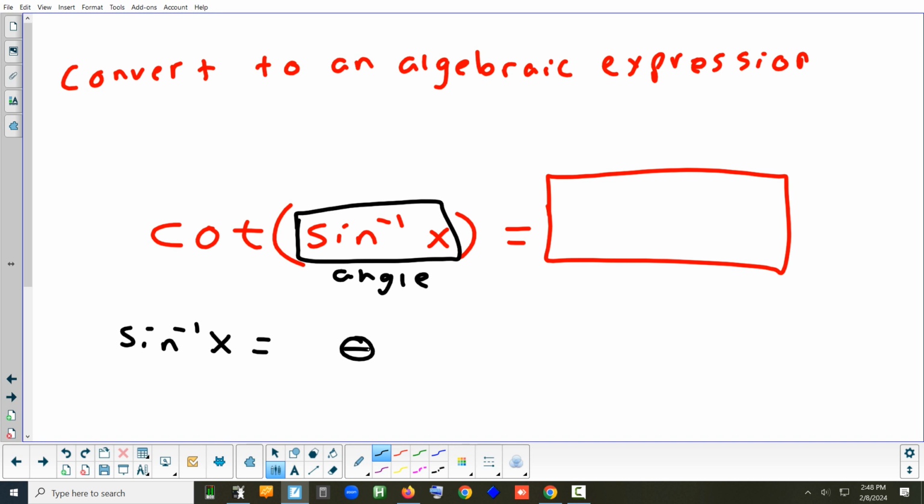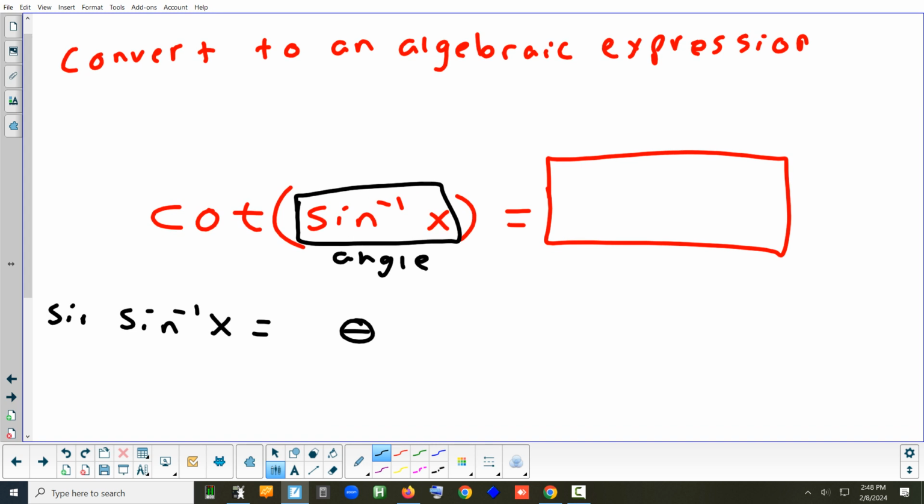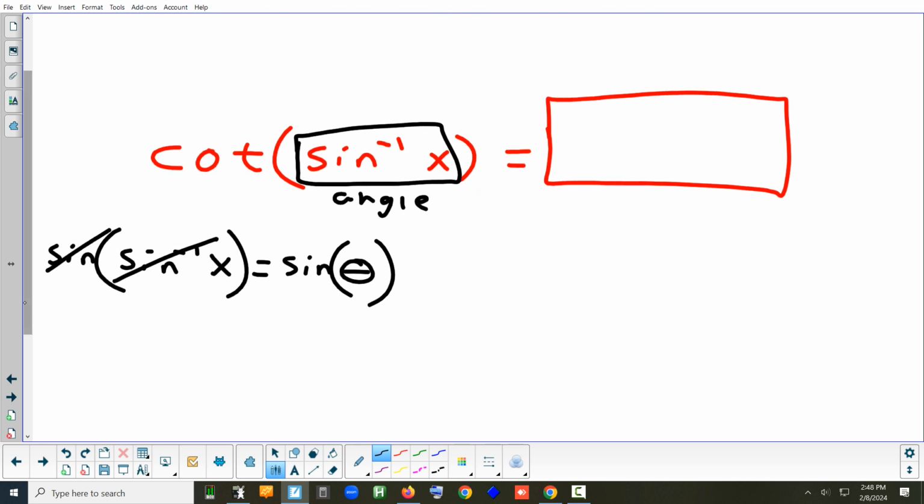Now we want to draw a right triangle diagram, but I need to rewrite this using regular trig. So what can I do on both sides that would get rid of inverse sine and make it regular sine? Take the sine of both sides. Take the sine of what's on the left, and do it on the right. The inverse and regular sine cancel, and now we get x equals sine theta.